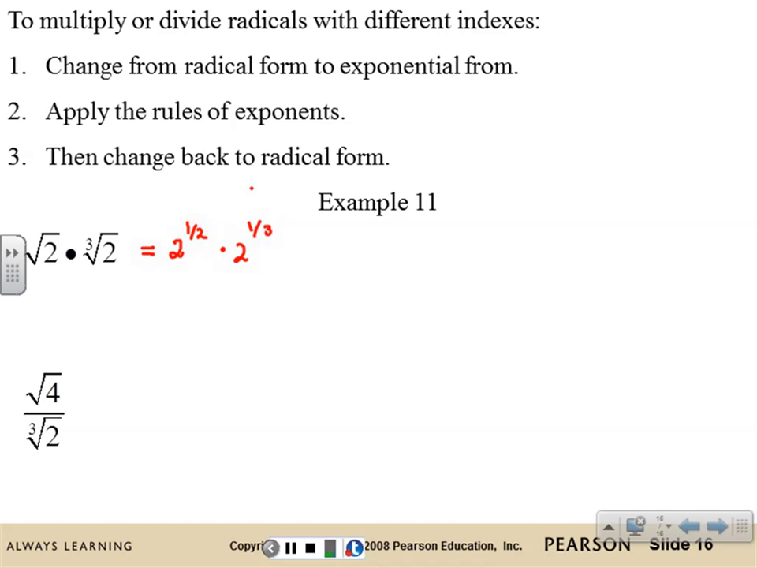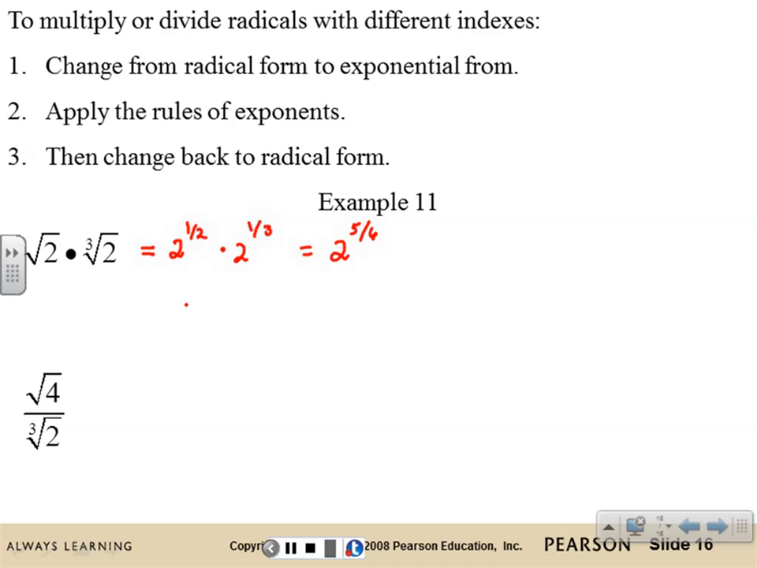So again, remember it's power over index. So you have 2 to the first power, and your index here is 2. So 2 to the first power over 2, which is going to be 1/2, and then 2 to the first power, and then 3, so you're going to have 2 to the 1/3. Now, when you multiply powers with like bases, you add those exponents, so this is going to turn out to be 2 raised to the 5/6 power. Again, put that in your calculator. 1/2 plus 1/3 is going to be 5/6.